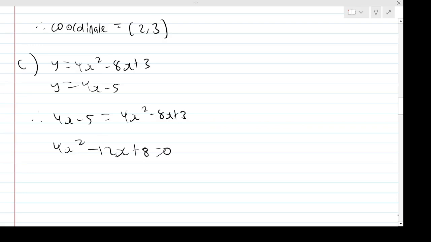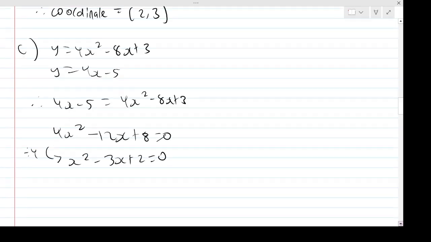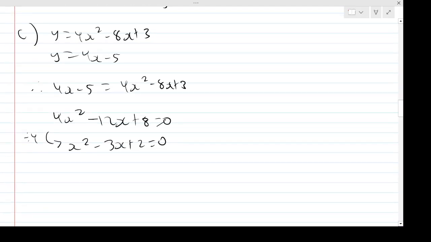Now this is a quadratic equation. I can actually divide by 4 to simplify, if I wanted to. If I divide everything by 4, I get x squared minus 3x plus 2 equals 0. Then I can solve it, and this is a quadratic equation I know how to solve. You can pick your poison, however you want to solve it.